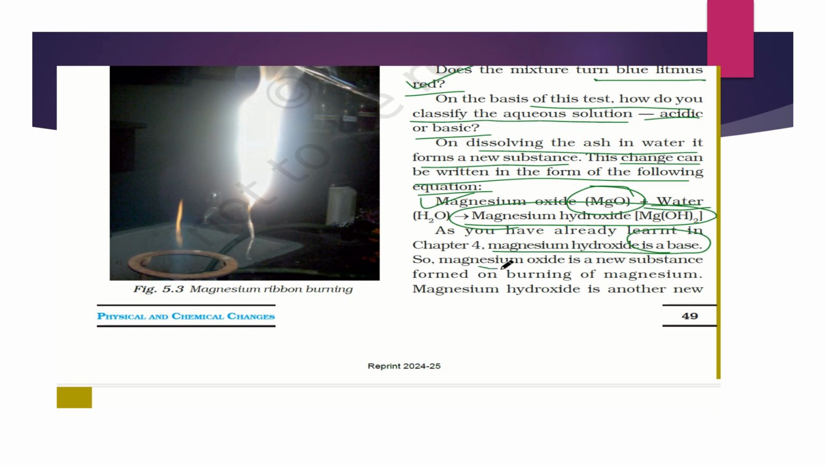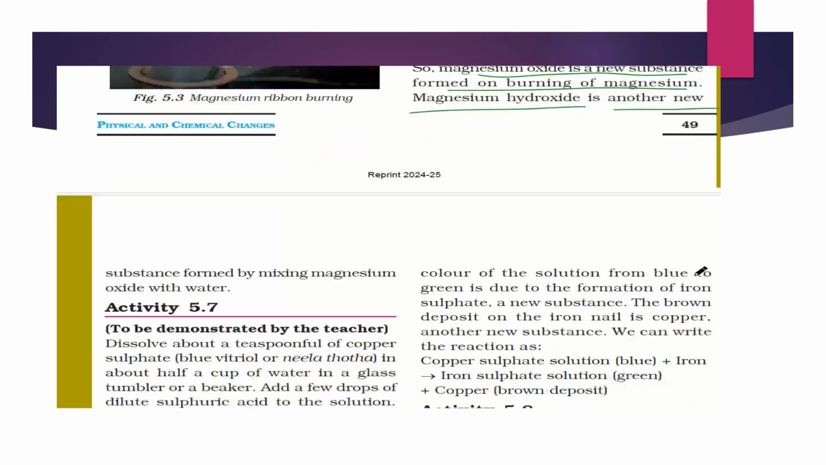So magnesium oxide is the new substance formed on burning of magnesium. Magnesium hydroxide is another new substance formed by mixing the magnesium oxide in water. So these are new substances formed from the first substance, and these are all chemical changes.